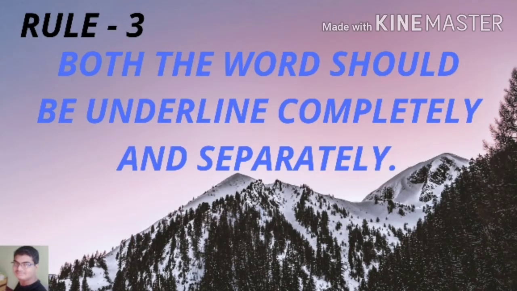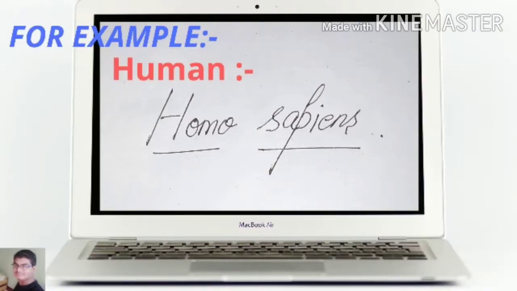So let's move to another rule. This rule says that both words should be underlined completely and separately. For example, you can see in this figure the scientific name of human is Homo sapiens. So mark the writing part. Here both the words are written in italic form, with the genus part capitalized, and underlined completely and separately.